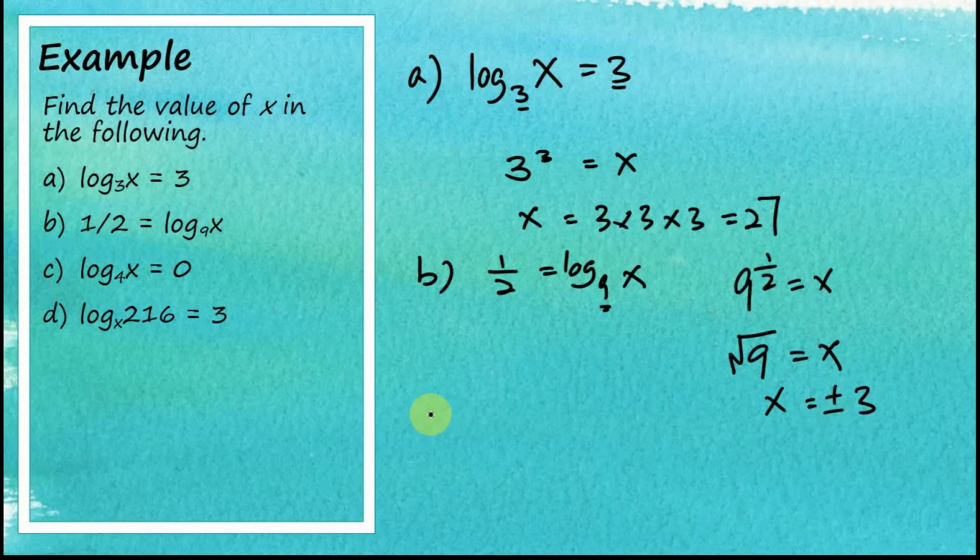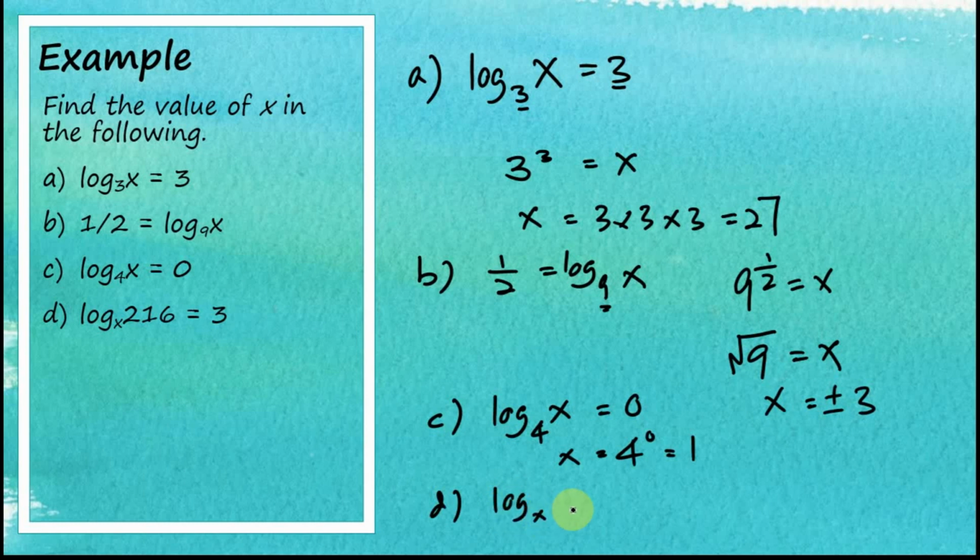Okay, and then question C: log base 4 of x equal to 0, and we know that x equals 4 to the power of 0, and 4 to the power of 0 is always equal to 1. So x equals 1.